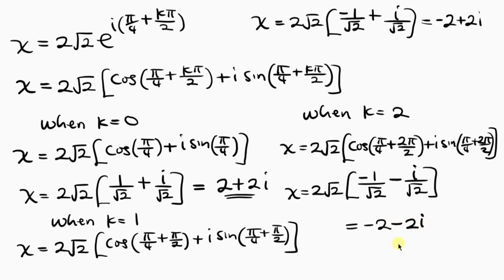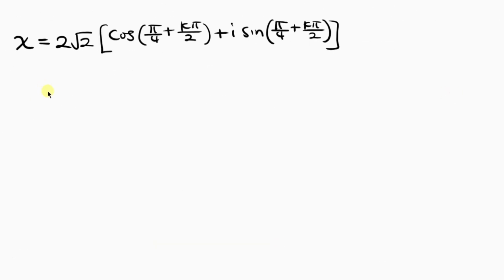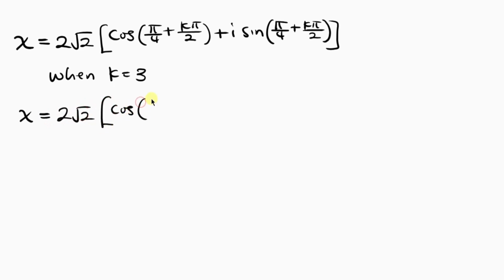So now let's go for the last solution of x. Finding the last solution for x, this is when k is equal to 3. So let's put that into this expression. So we have x equal to 2 root 2 times cos pi over 4 plus, now k is 3, so that's 3 pi over 2, plus i sine pi over 4 plus 3 pi all over 2.